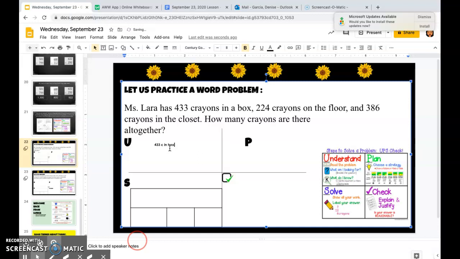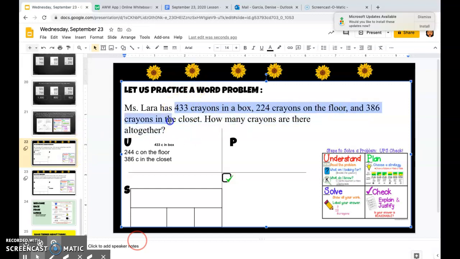Okay. And then what else can I say? Oop. If the stuff moves, that's okay, we're just going to keep on rolling. So what else can I say about it? I can say she has 244 crayons on the floor. And what else? 386 crayons where? In the closet. Man, she has a lot of crayons everywhere, right? So that is the information the story has given me.